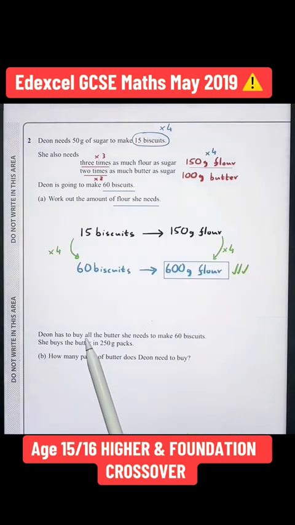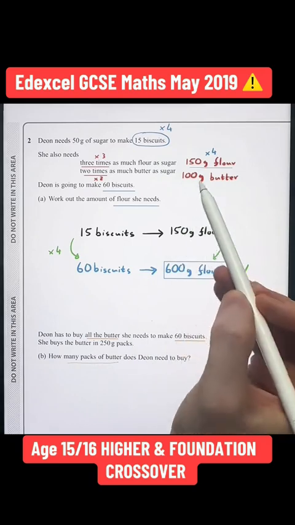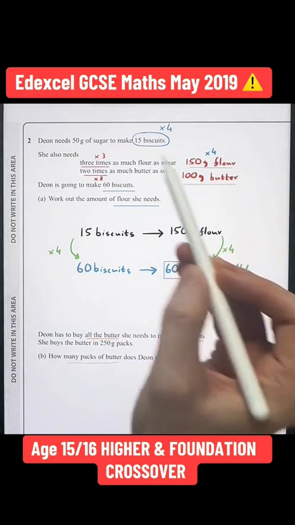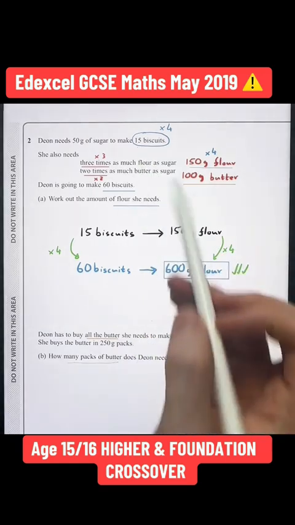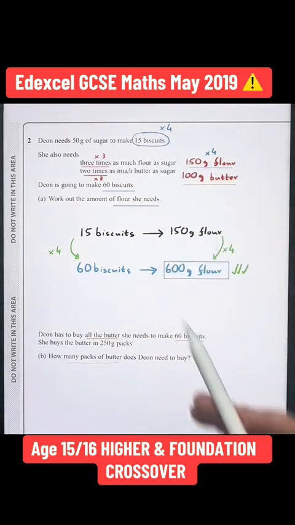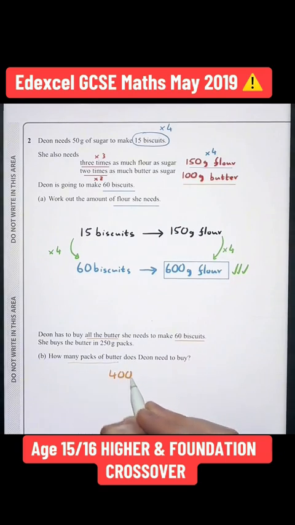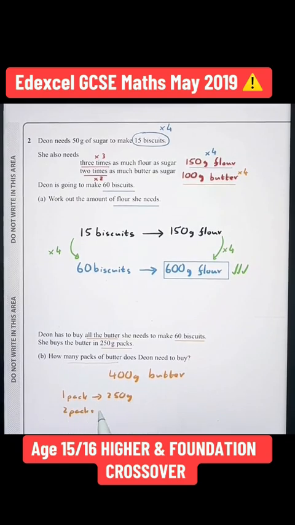Dion has to buy all the butter she needs to make 60 biscuits. She buys the butter in 250 gram packs. How many packs of butter does Dion need to buy? Well, for butter, we know she needs 100 grams of butter to make 15 biscuits. As she's making 60, again, we have to times that by 4. So 100 times 4. So she needs 400 grams of butter to make the 60 biscuits. Well, 1 pack will only be 250 grams, and she needs 400. Therefore, 2 times 250 will give us 500 grams of butter. So she must buy 2 packs of butter.